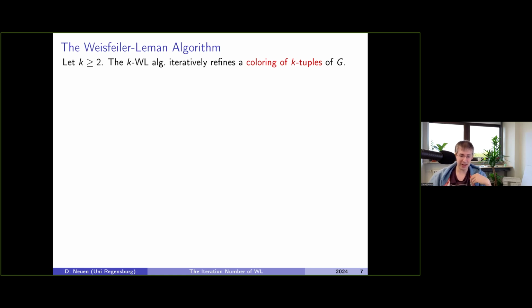So basically the idea now is, instead of coloring single vertices, as we did for the color refinement algorithm, we now color k-tuples of vertices. And maybe let's just look at a concrete example of how this works for k equal to 2. Okay, so here's our graph. It's an 8 cycle. And with color refinement, initially we just gave all vertices the same color.